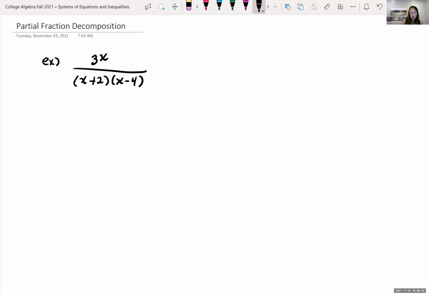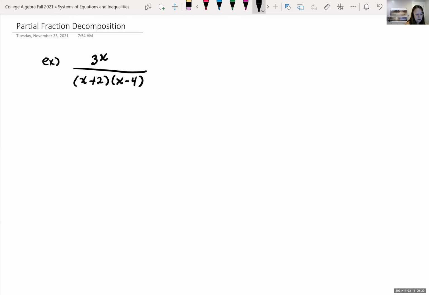The denominator is already factored for us, and we have to look at what type of factor we have. Is the factor linear? x + 2 is linear, x - 4 is linear. So we have two linear factors. Then, once you look at whether the factor is linear or quadratic and not reducible over the reals, does it repeat itself? Does that factor have multiplicity? Well, x + 2 only occurs once in the denominator, and x - 4 occurs once.